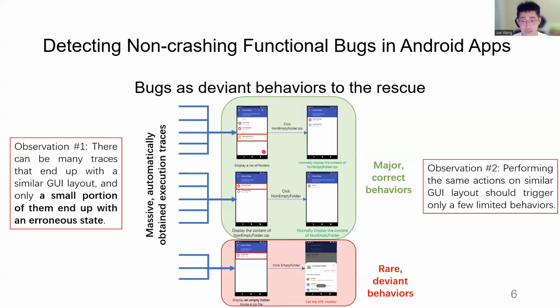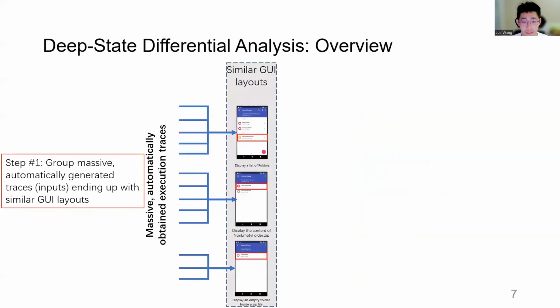Secondly, we observe that Android apps are often designed with the principle of least astonishment, that performing the same actions on similar GUI layouts should trigger only a few limited outcomes. Based on our observations, we propose our approach named deep state differential analysis and detect non-crashing functional bugs in Android apps as deviant behaviors.